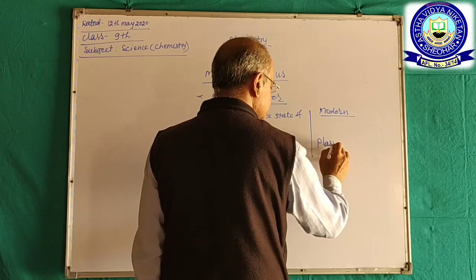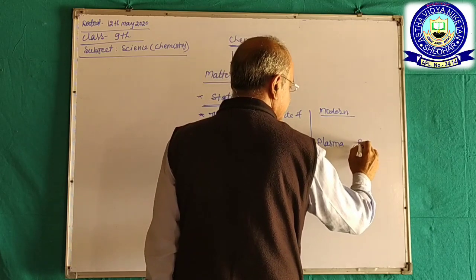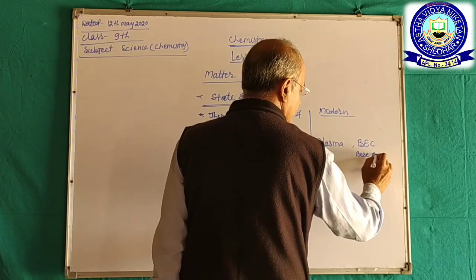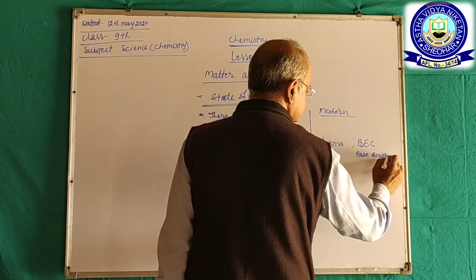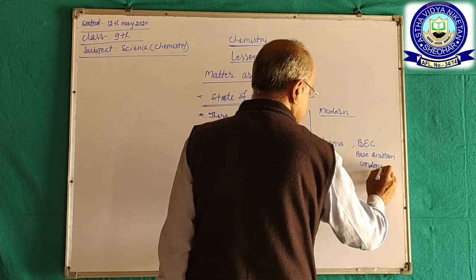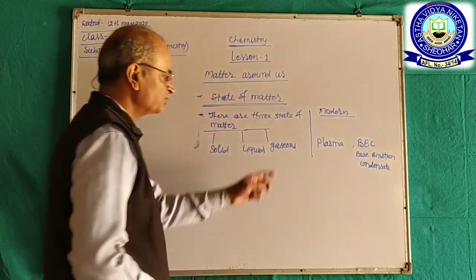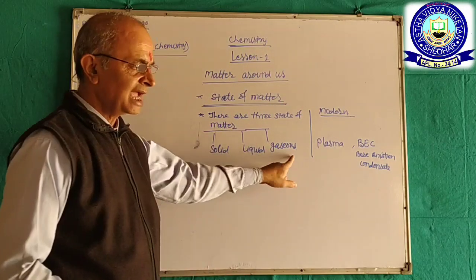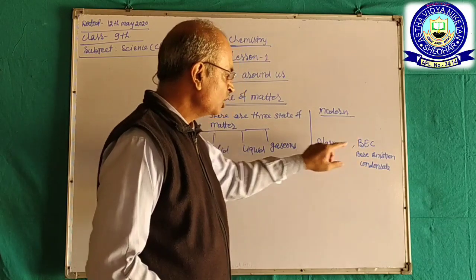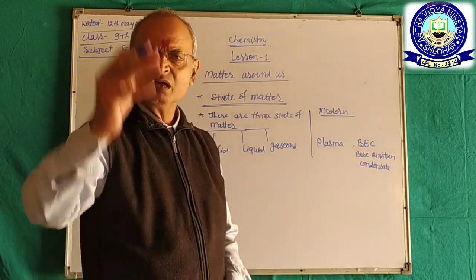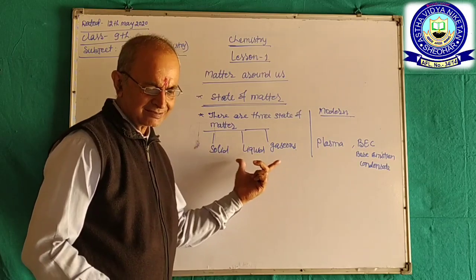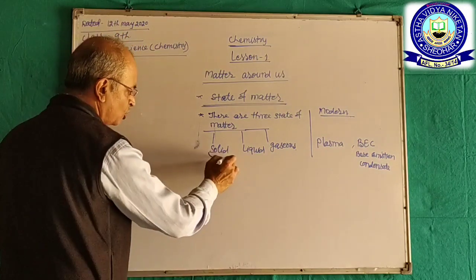But beyond these, in the modern view, there are plasma and BEC, Bose-Einstein condensate. So the five are solid, liquid, gas, plasma and Bose-Einstein condensate. These two you will learn in the higher classes, but here we should take some physical characteristics of solid. Solid first.